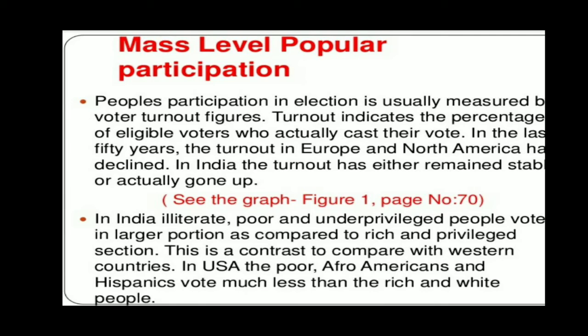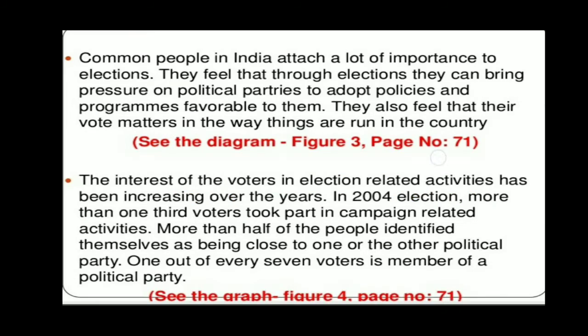For this, you can see the graph which is given in the book, figure number 1, page number 70. In India, illiterate, poor, and underprivileged people vote in large proportion as compared to the rich and privileged section. This is a contrast to Western countries. In the USA, the poor, Afro Americans, and Hispanics vote much less than the rich and white people.